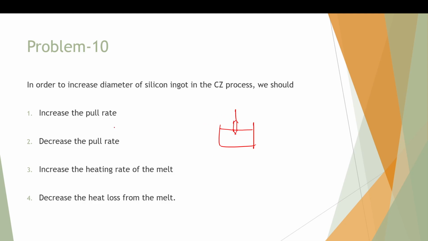So, if we increase the pull rate, what will happen? If we increase the pull rate, there is less time for the crystallization to happen at this place. So, if there is less time, the diameter of the ingot will be smaller. If we decrease the pull rate, obviously diameter will be bigger.